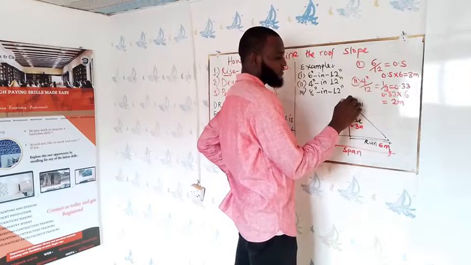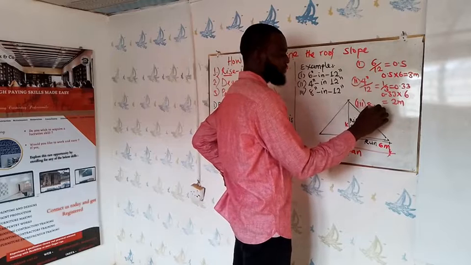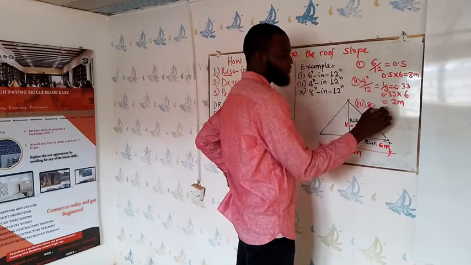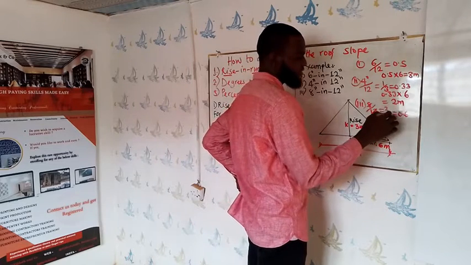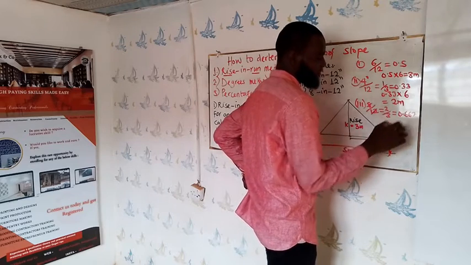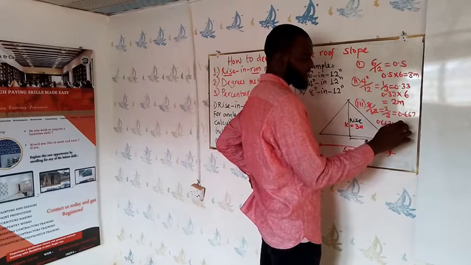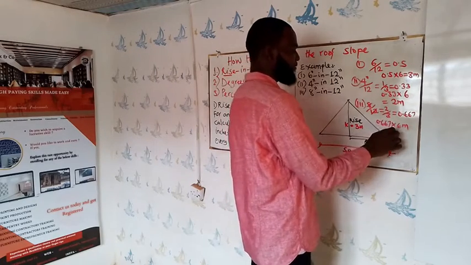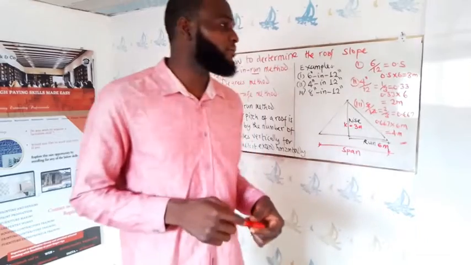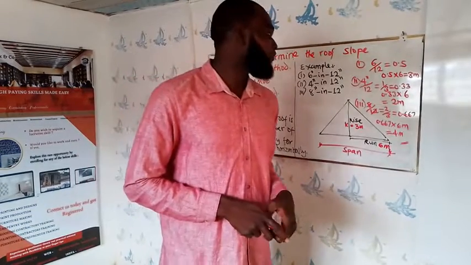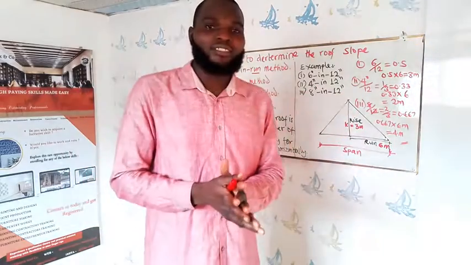And the third one, consider as simple, is 8 divided by 12, which is 2 over 3, which is the same thing as 0.667. So 0.667 times 6 meters will give us 4 meters. As you can see, it's as simple as that. So when you are given the height of a roof in this method using the rise and run, this is the way to go about it.